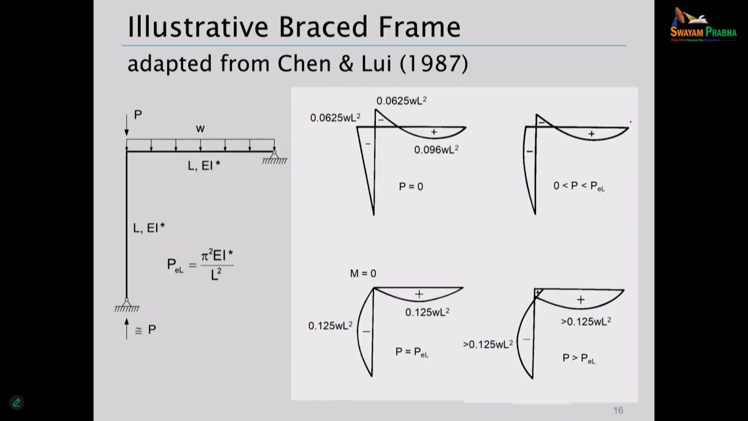As we increase P, the column is getting less and less stiff, right? And so we've got a case basically where we're transitioning from where the column is restraining the beam to where the beam is restraining the column. And it's that where it's 0 at the knee is that transition point.